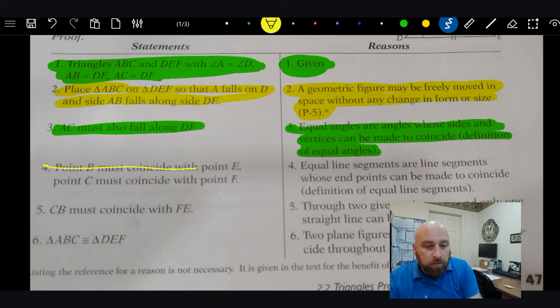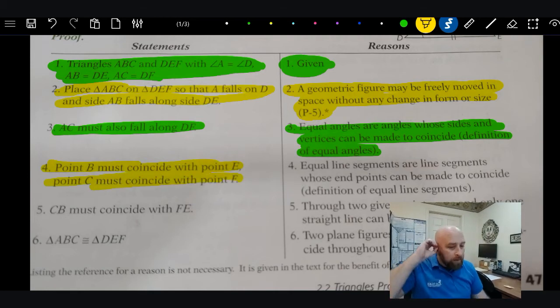Number 4, point B must coincide with point E, and point C must coincide with point F. Why? Because equal line segments are line segments whose endpoints can be made to coincide. That's the definition of equal line segments.